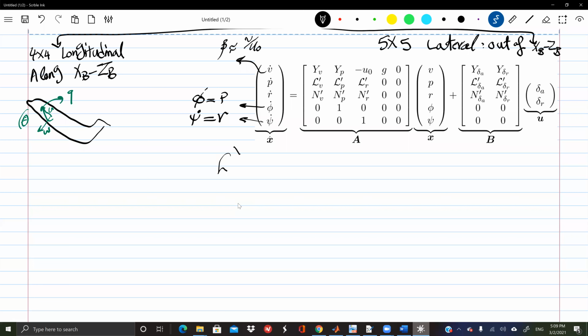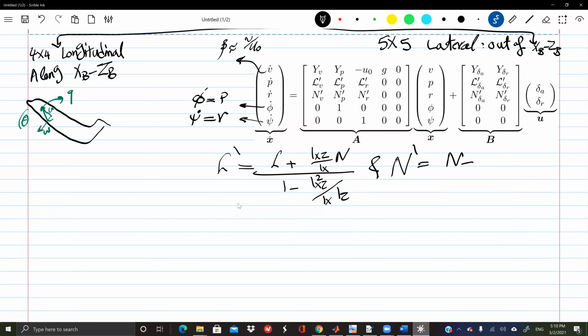Actually, any L dash is simply L plus IXZ over IX multiplied by N, over 1 minus IXZ squared divided by IXIZ. And the same for N dash is also N plus IXZ divided by IZ, L, over 1 minus the same thing. So what is this? It's actually due to inertial cross-coupling.